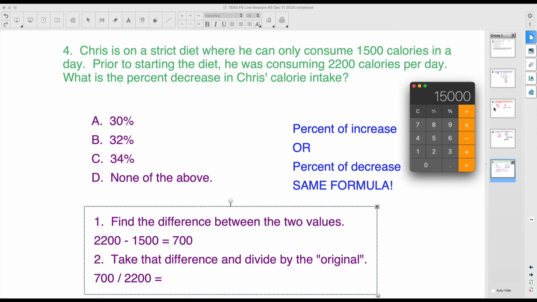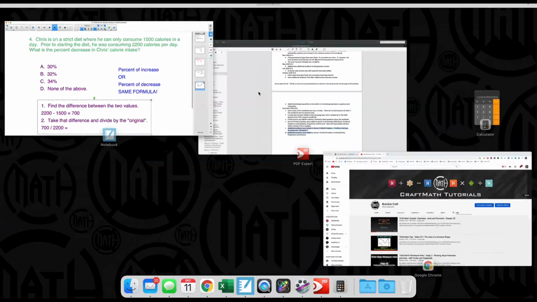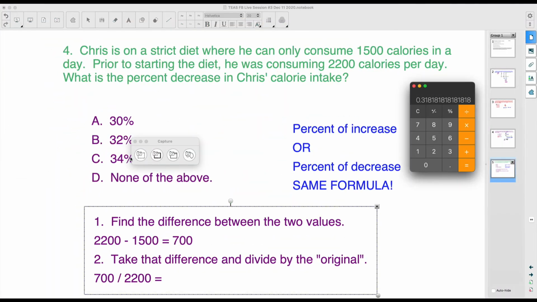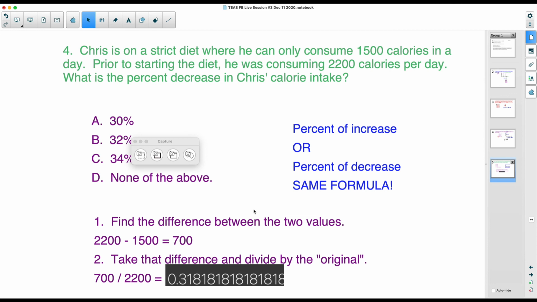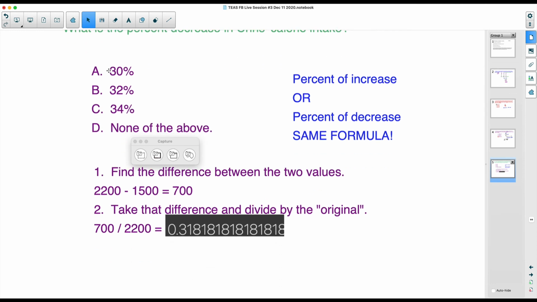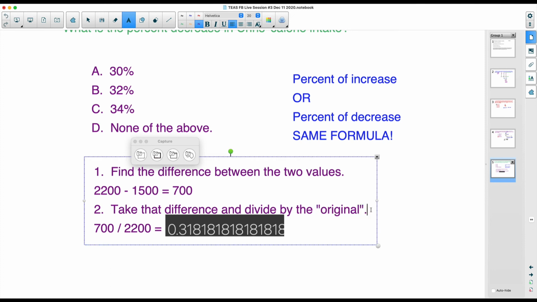Let's bang that on the calculator. So 700 divided by the original amount. The original consumption was 2,200 calories before he started his diet. And if we divide that, we get this funky decimal here. So let me just copy that over. And we get 0.318181, blah, blah, blah. Now, I know you don't want a lot of steps, but these are your 2 main steps.